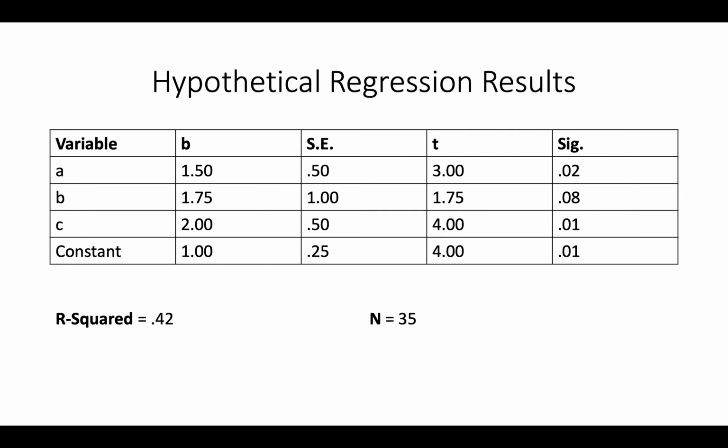Below the table, the r-squared is the percentage of the variation in the dependent variable that is explained by the independent variables. The n is the number of valid cases in the analysis.